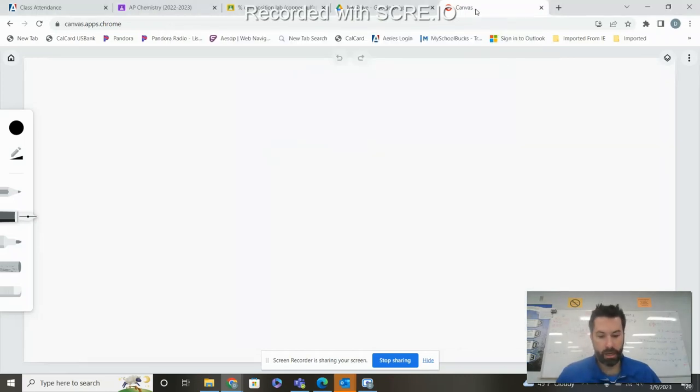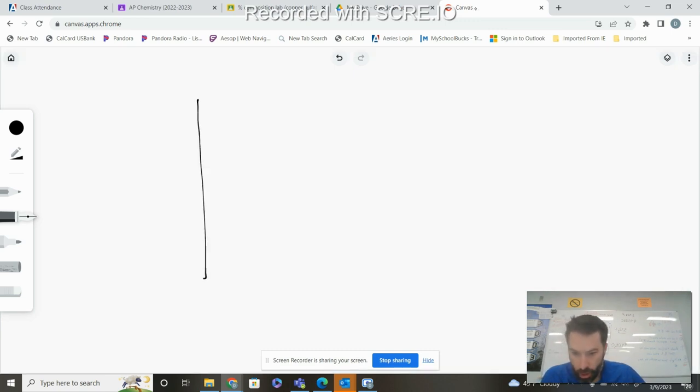Okay, so we're going to talk a little bit about titration curves and what's going on with our titration curves, different spots on it to look for. Okay, so what I'm going to do is I'm going to draw a simple titration curve, and we're going to do a titration curve of a weak acid and a strong base.